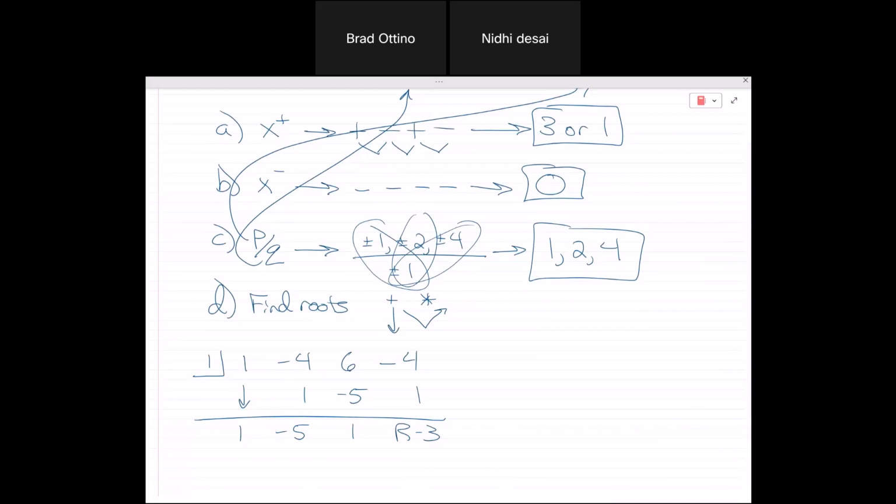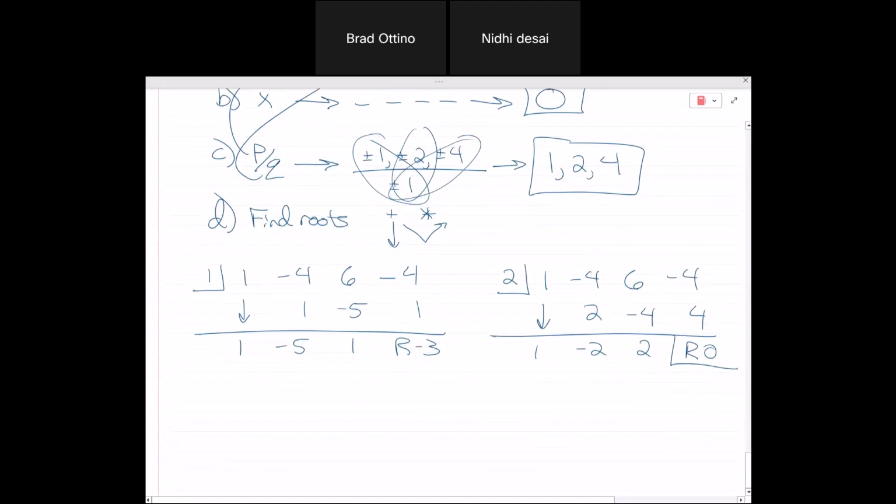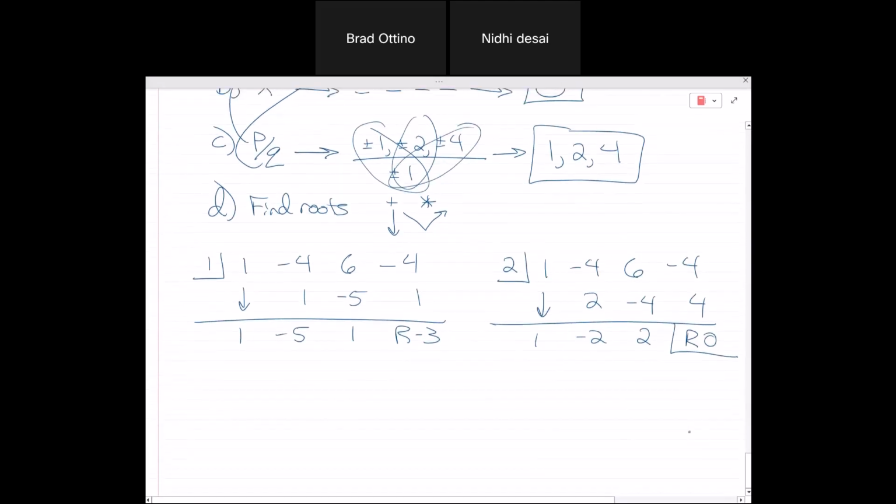All right, well, maybe it's 2. If 2 doesn't work, maybe it's 4. So let's try 2 now. 1, -4, 6, and -4. 2 times 1 is 2. This would be -2 and -4. This would be 2 times 2 is 4. And we get a remainder of 0. So we know that one of the roots is definitely 2.